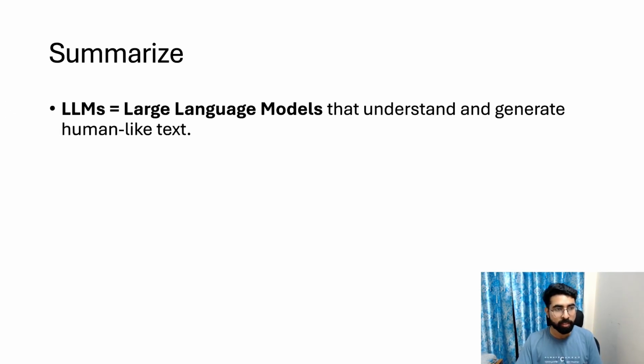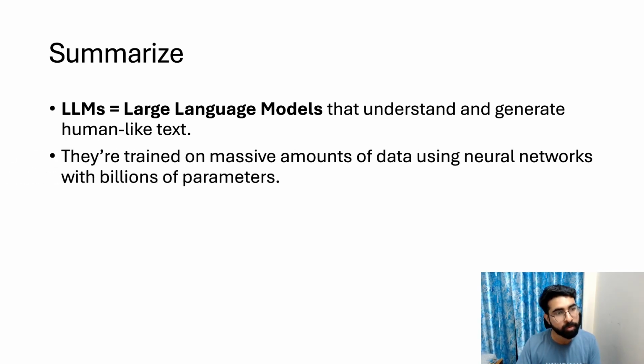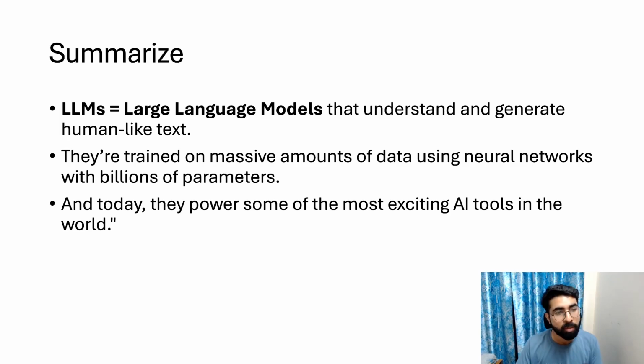To summarize, LLMs are large language models that can understand and generate human-like text, and they are trained on massive amounts of data using neural networks with billions of parameters, and they power some of the most exciting AI tools in the world today.